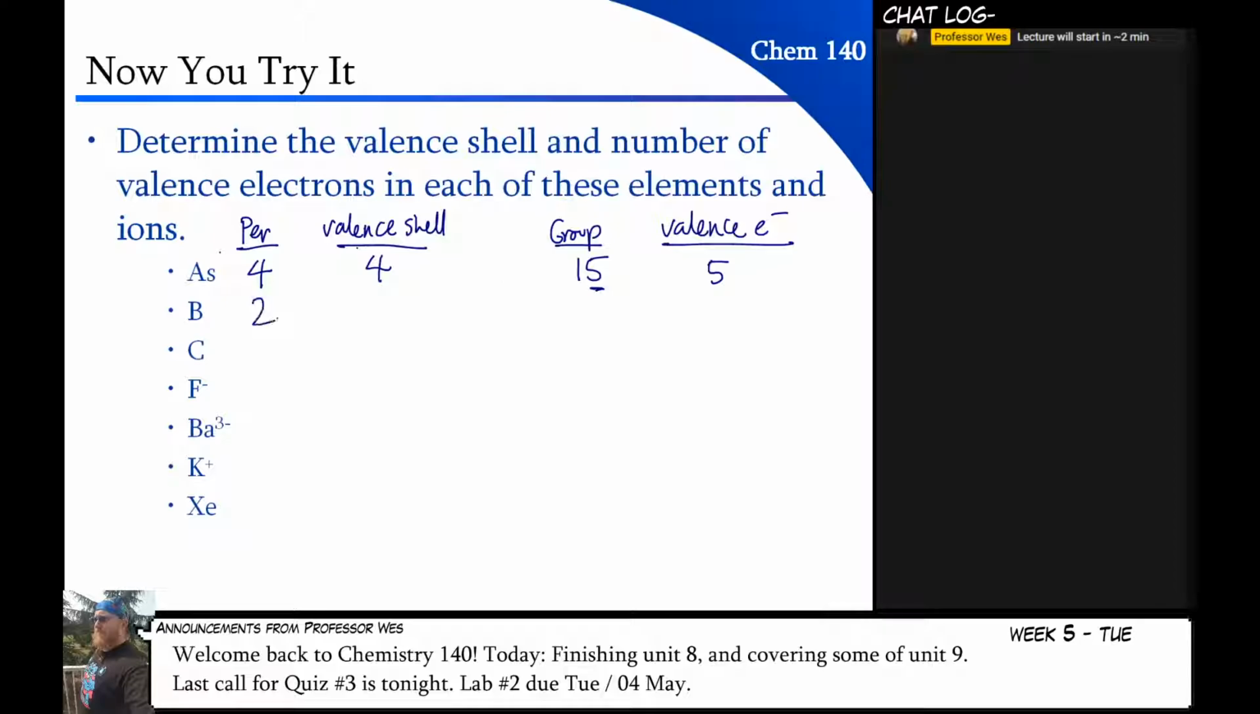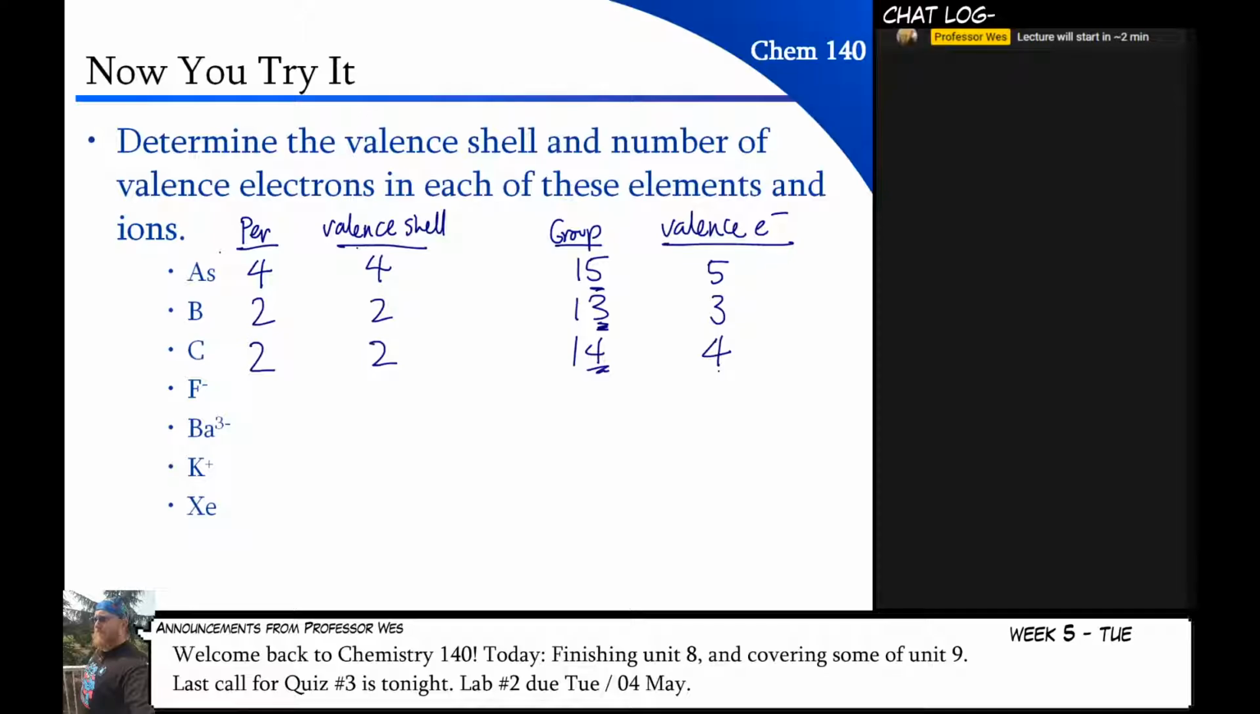Boron is in period 2, so it's valence shell 2. It is in group 13, so it has 3 valence electrons. Carbon is in period 2, so it's also valence shell 2. It's in group 14, so it has 4 valence electrons.